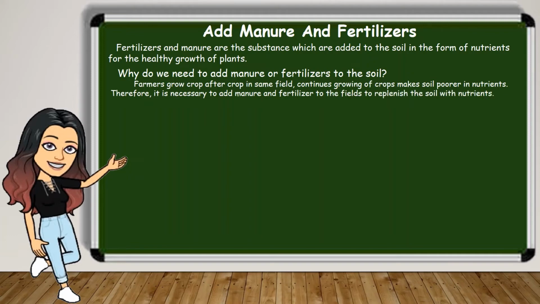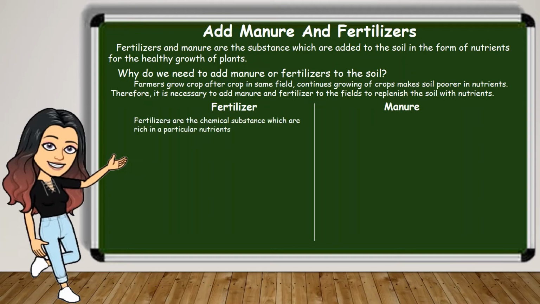Let's see the differences between fertilizer and manure. Fertilizers are chemical substances which are rich in particular nutrients. They help to get a better yield of crops, but cause water pollution, and excessive use makes soil less fertile.